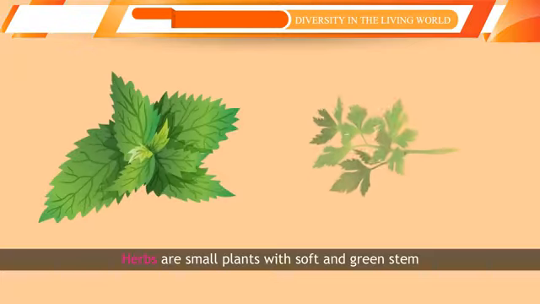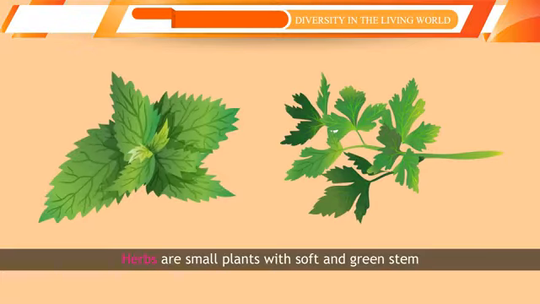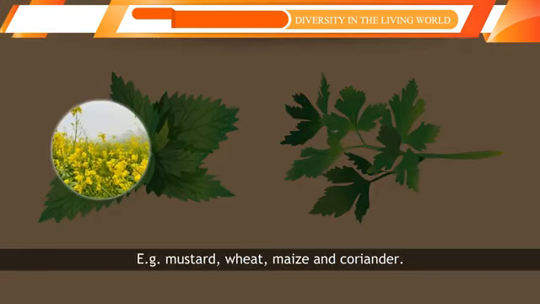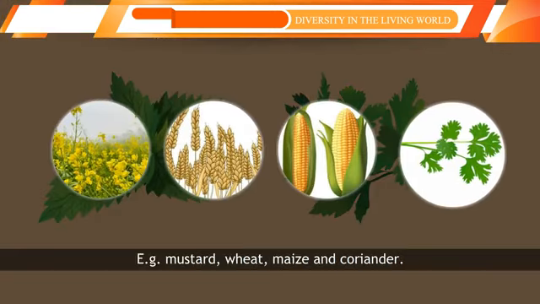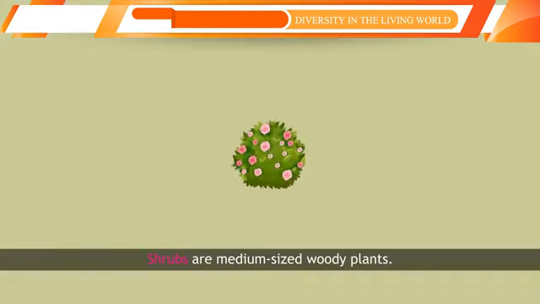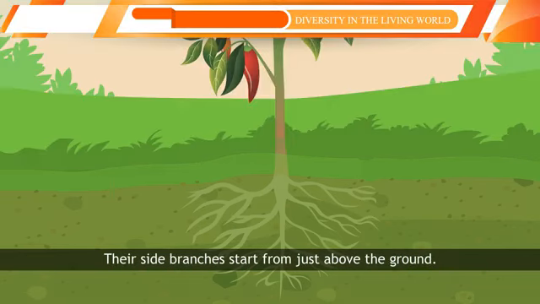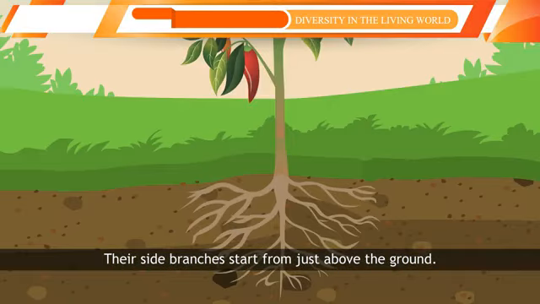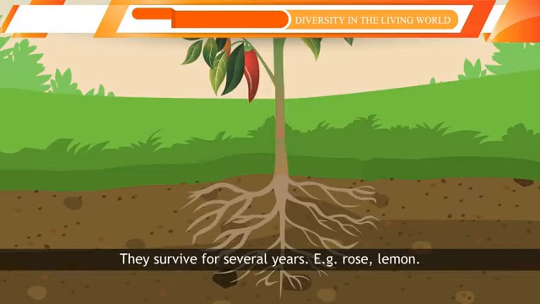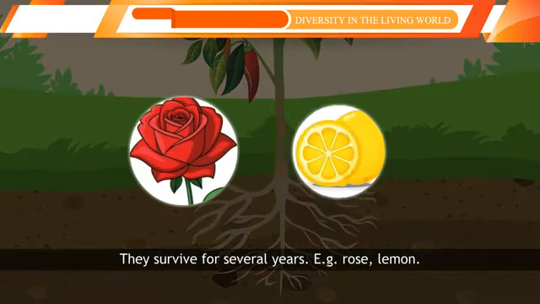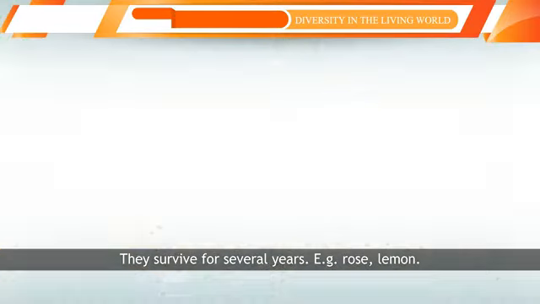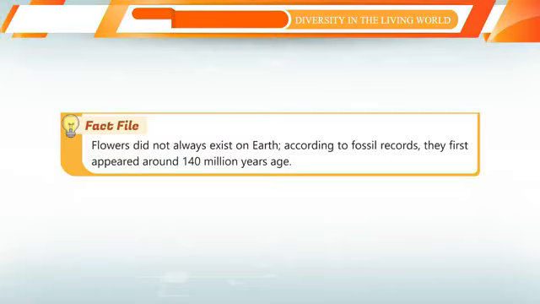Herbs. Herbs are small plants with soft and green stem and a lifespan of a few months to one year. Example: mustard, wheat, maize, and coriander. Shrubs. Shrubs are medium-sized woody plants. Their side branches start from just above the ground. They survive for several years. Example: rose, lemon.